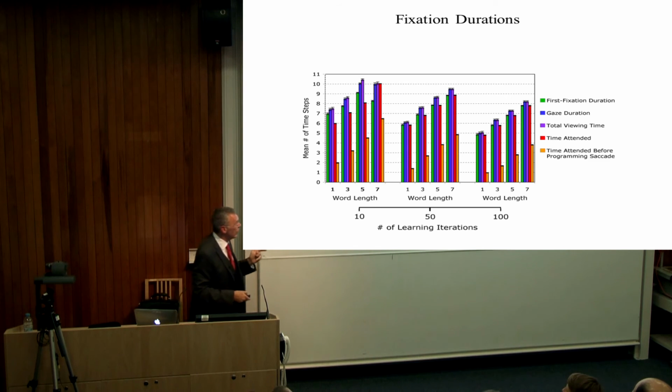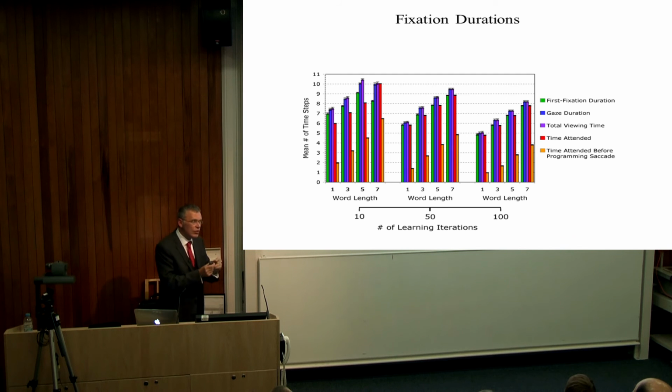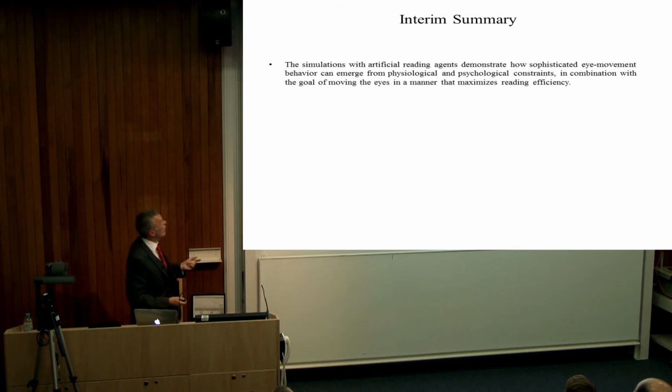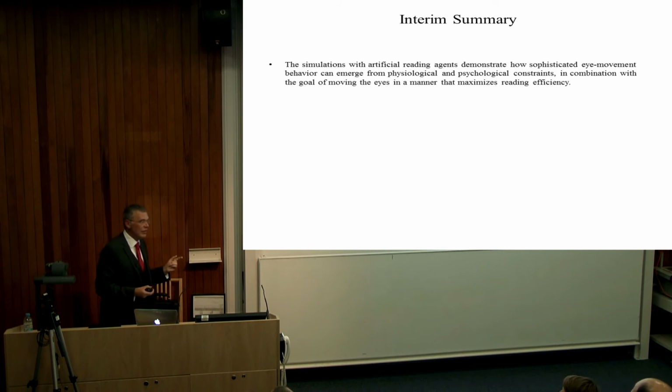And interestingly, what the agents learn to do is use information about word length to anticipate how long it would take to identify a given word. And then they would start initiating the saccadic program prior to the identification, so that after the program was initiated, the saccadic program would take a certain amount of time to actually be programmed, and the eyes would leave the word right as the word was being identified. Okay? So that's interesting.